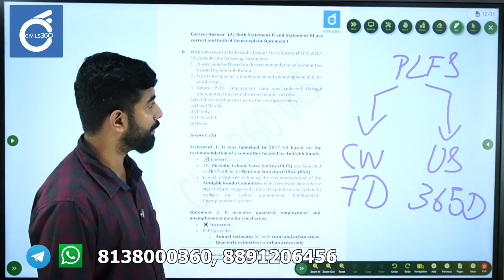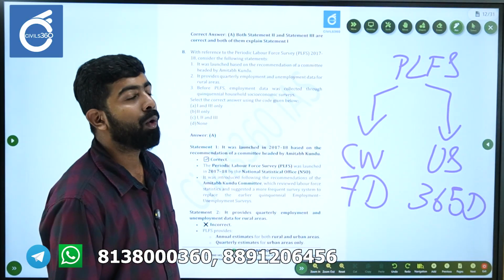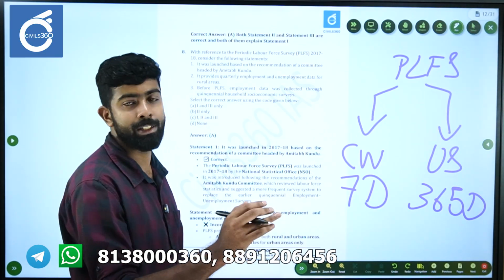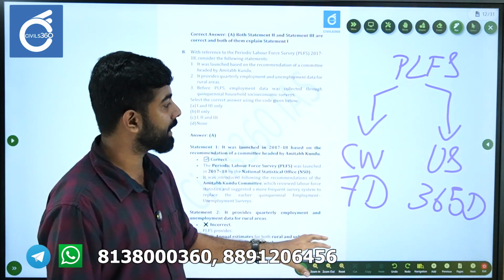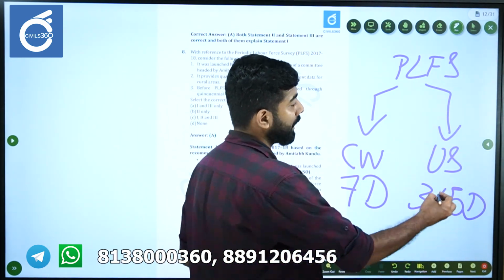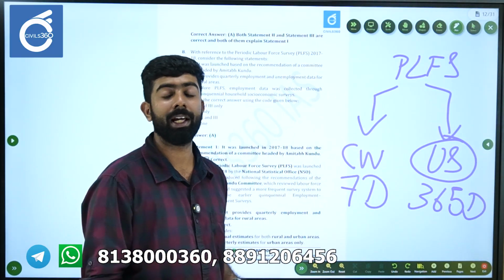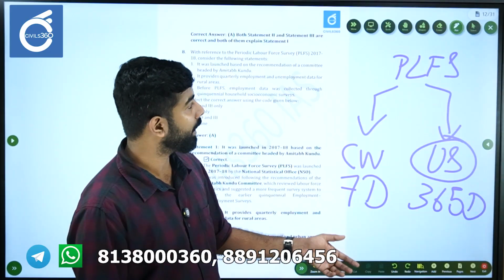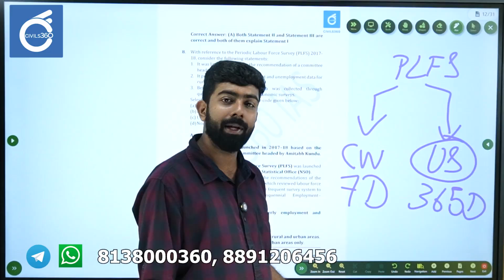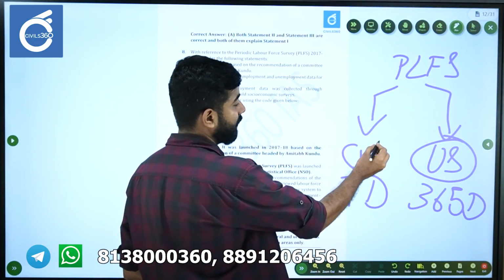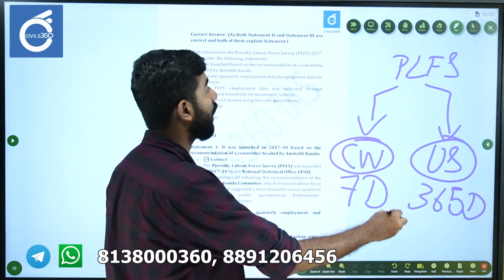Now, what happens with the collection of data? Until about July 2025, for rural areas, the data was only available for usual status, and that was also published only annually. But after July 2025, the data from rural and urban areas, both, you can get under current weekly status as well as usual status, and both of them get published quarterly.